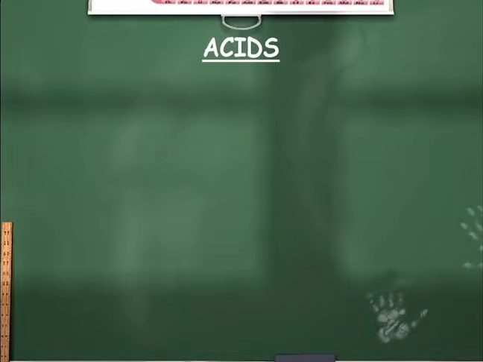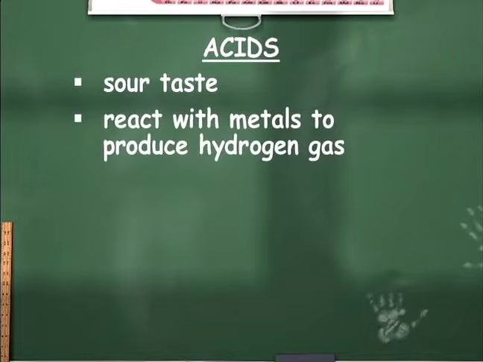The Arrhenius definition of an acid. It is a compound that will dissociate in water to produce hydrogen ions. Let's look at an operational definition of acids. One characteristic of acids is that they have a sour taste. Acids also react with metals to produce hydrogen gas. A third property to add to our definition is that acids are electrolytes, so their aqueous solutions conduct electricity.